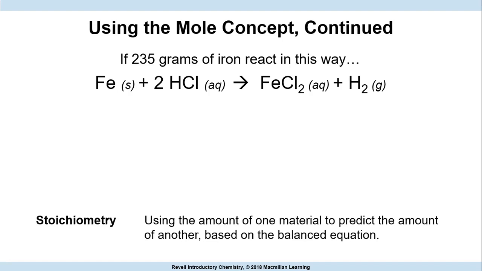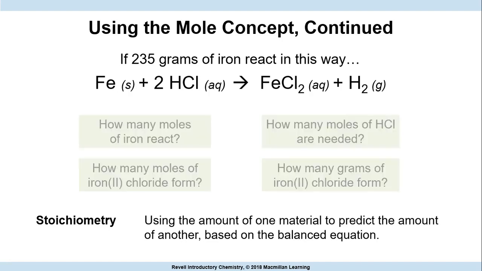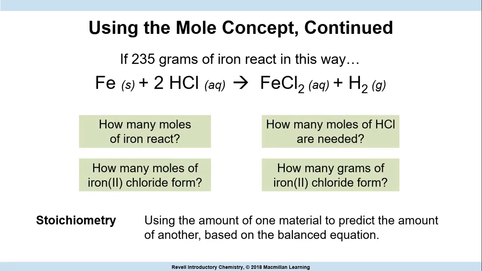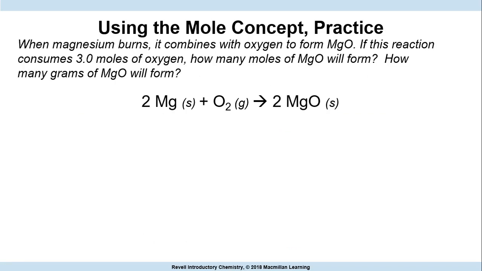Now, let's look at this question again. If 235 grams of the iron react in this way, so this is what we've already seen. Now, what you have to understand here is that we've used what is called stoichiometry. Okay? And stoichiometry means that we are using the amount of one material to predict the amount of another, which is based on the balanced chemical equation. Please take note. Balanced equation. If your equation is not balanced, you cannot successfully determine the grams or the moles of other reactants or products.